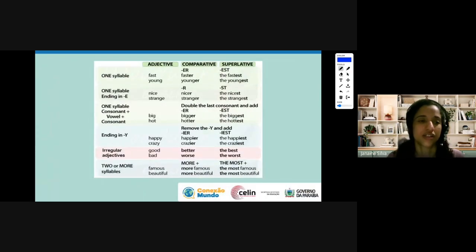And here, students, you have a summary of the rules studied. So if you need to check, if you have questions, you can use this table to help.